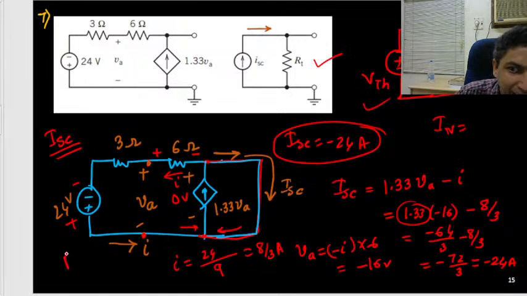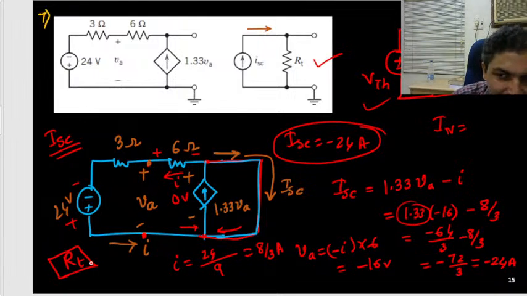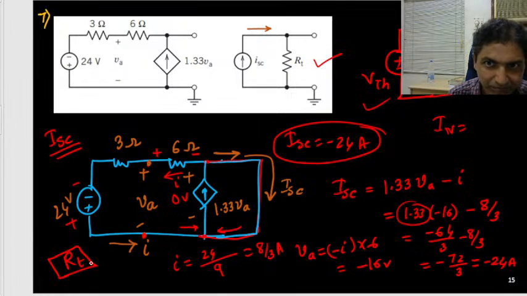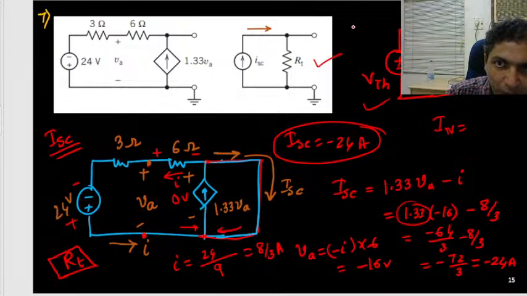And RT, I think we are running out of time. We need to leave right now. RT we will be discussing in the next class: how to find RT. Okay. So please keep watching. This week I can take one more lecture to discuss more problems. Is it going to be useful to you? So RT, you try to calculate and let me know if you can find out RT.